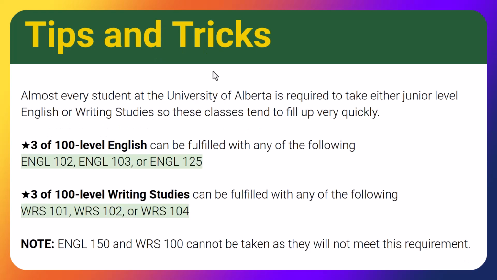Because almost every student at the University of Alberta is required to take a junior level English or writing studies class, these classes tend to fill up very quickly. So ultimately, English 102, English 103, English 125, Writer Studies 101, Writer Studies 102, and Writer Studies 104 will all satisfy the junior level English or Writer Studies requirement. So I encourage you to try to get into one of these in your first year.